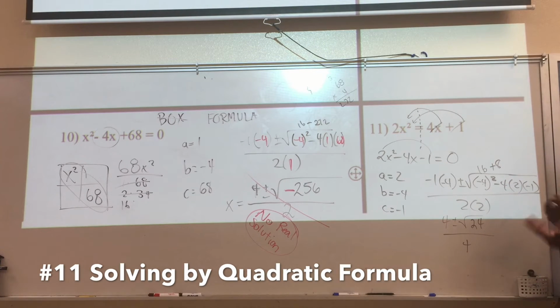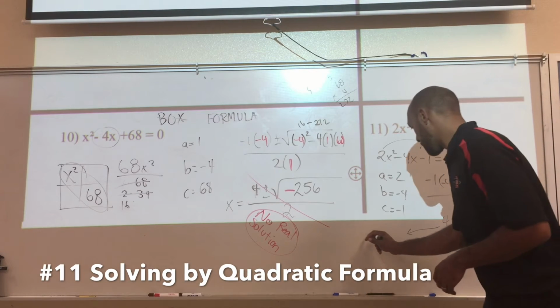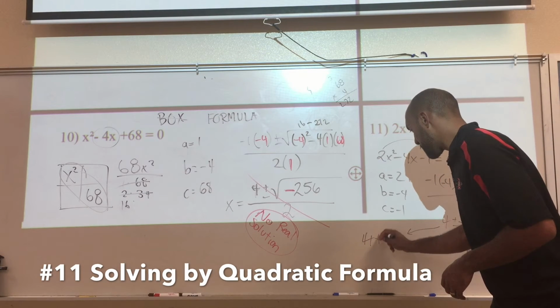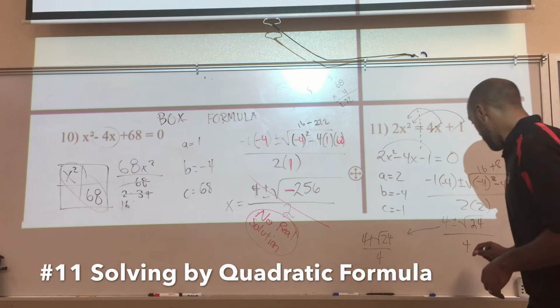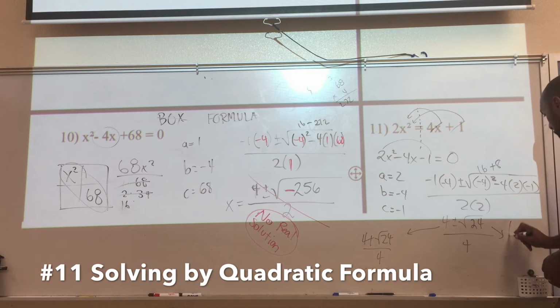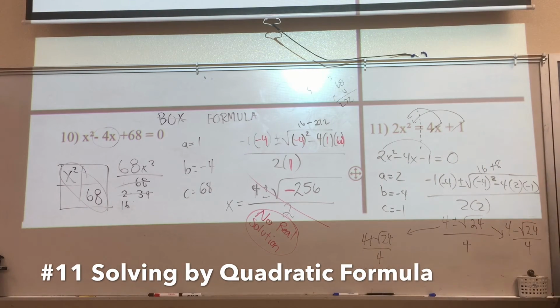Now this is again, like in number 2, we have to split it. So I'm going to put my first answer over here. So 4 plus square root of 24 over 4. And the next one would be 4 minus square root of 24 over 4. So now we need a calculator to figure out what's that decimal, okay? So I'm going to pull up my calculator.